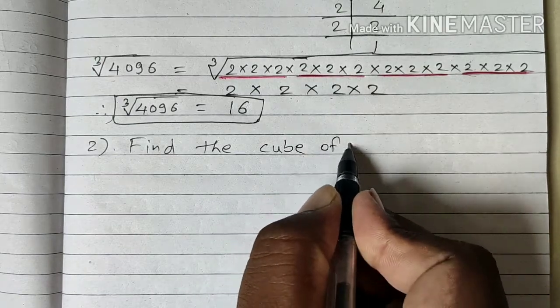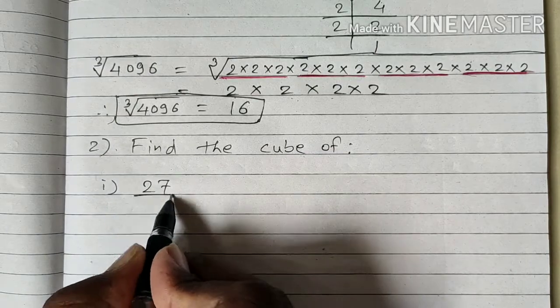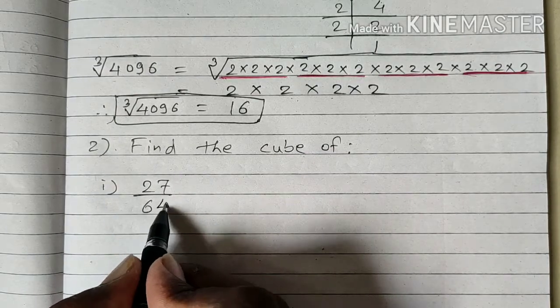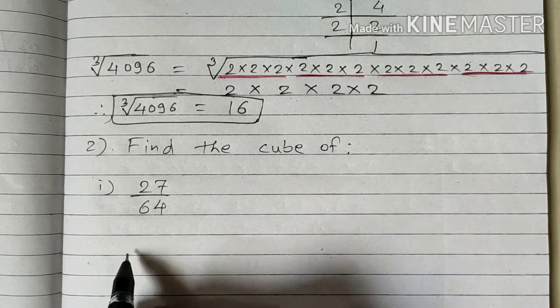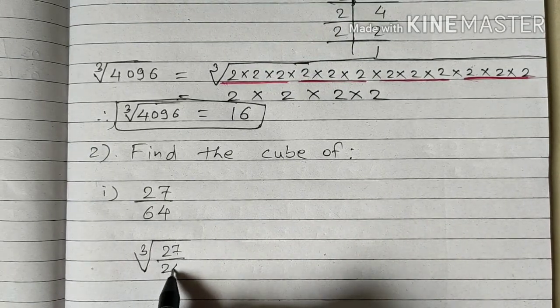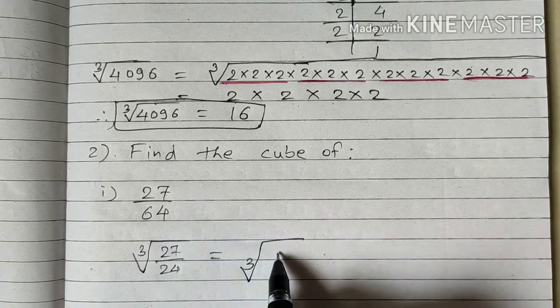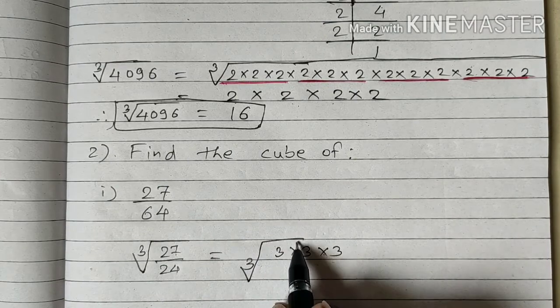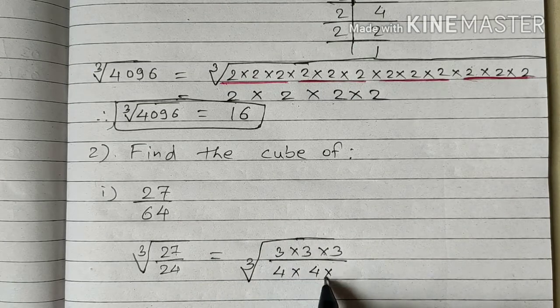Find the cube root of the first example, 27 upon 64. This is our first example that we are going to do. Now, generally we know the cube roots of 27 and 64. As we know that 27 is a cube of 3 and 64 is a cube of 4. Got it?